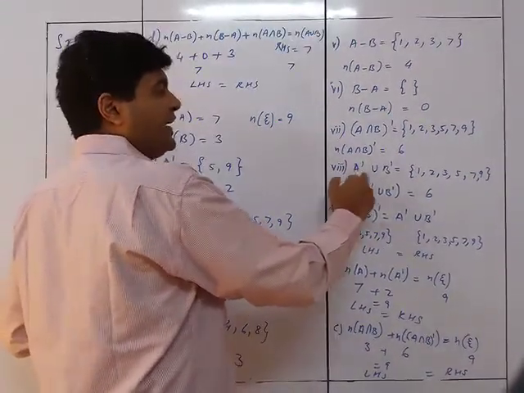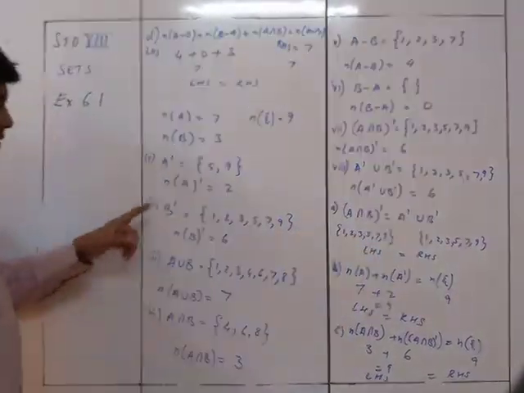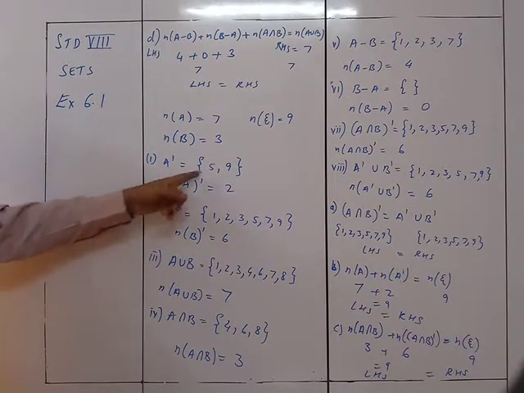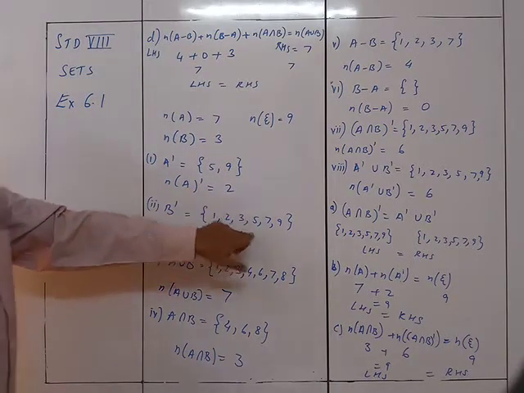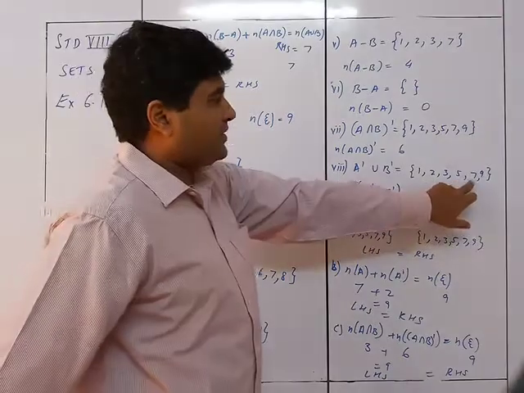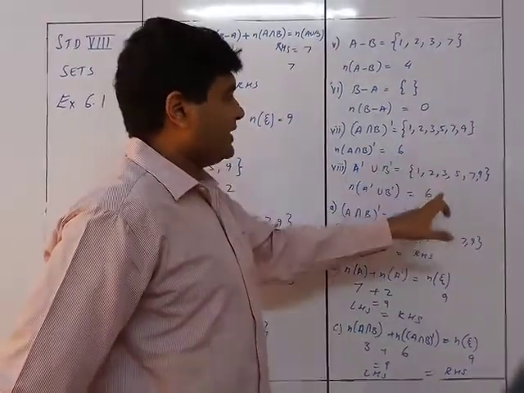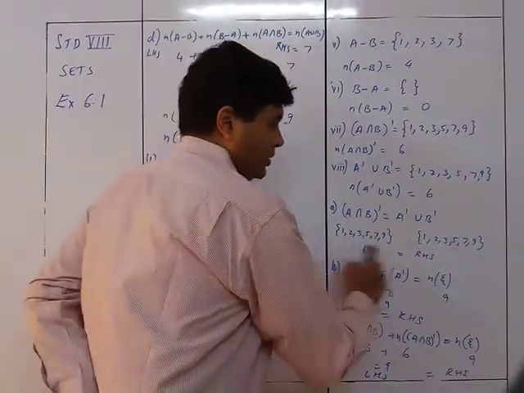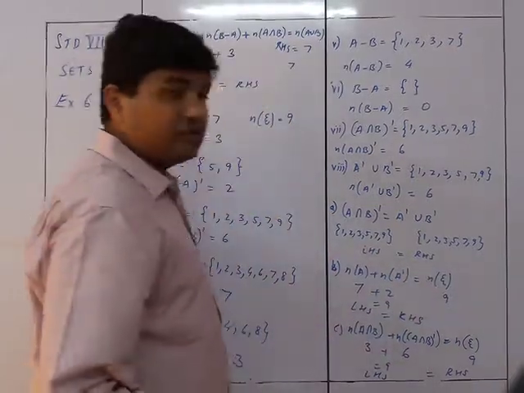And we also found out A dash union B dash. What was A dash union B dash? A dash was written over here, this is A dash, this is B dash. The union of both will be 1, 2, 3, 5, 7, 9. You can see this is also 1, 2, 3, 5, 7, 9, and this is also 1, 2, 3, 5, 7, 9. So LHS is equal to RHS, hence proved.